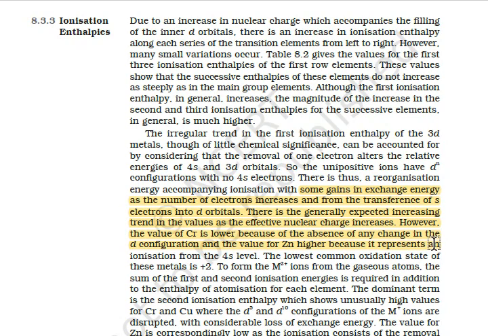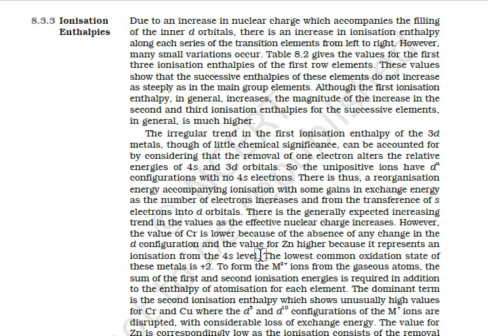From the transfer of s electrons into the d orbital, there is the generally expected increasing trend in the values, and the effective nuclear charge increases. However, the value for chromium is lower because of the absence of any exchange in the d configuration, and the value for zinc is higher because it represents an ionization from the 4s level. Zinc will be removing its electron very readily from the 4s orbital.